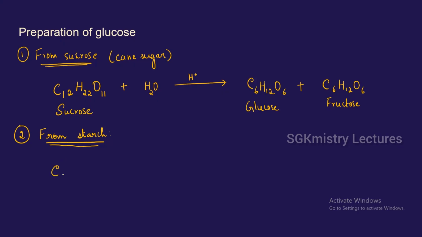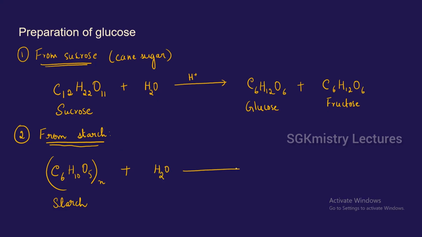Starch is (C6H10O5)n. This is a polysaccharide. This is starch. So n can be a very large number based on how many glucose units are present in starch. We also know that in polysaccharides, there are a large number of monosaccharides present, so we just represent it as n. Even from cellulose it can be prepared. But now let us look into how it is obtained from starch.